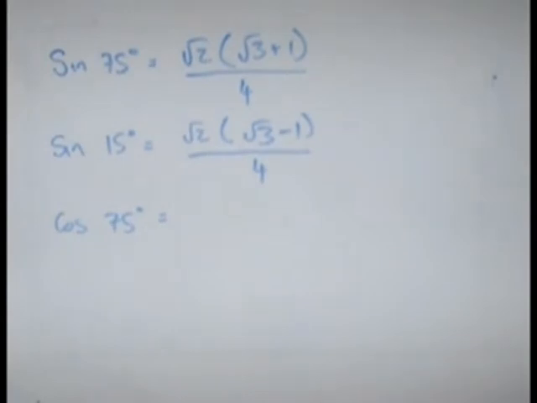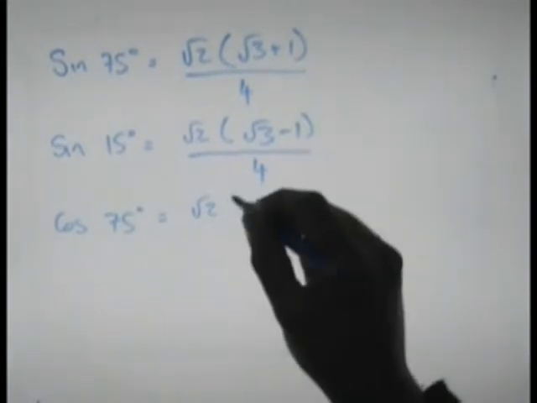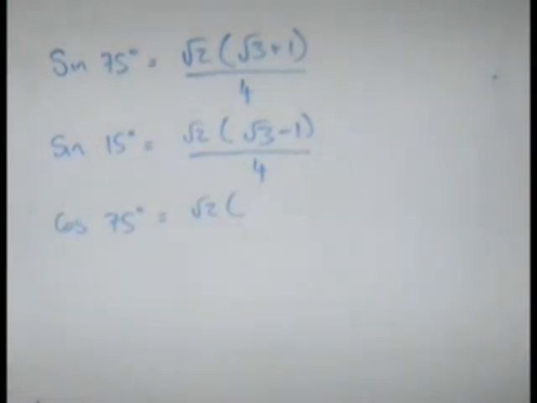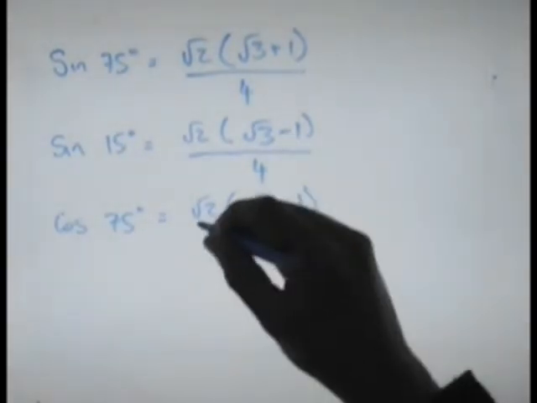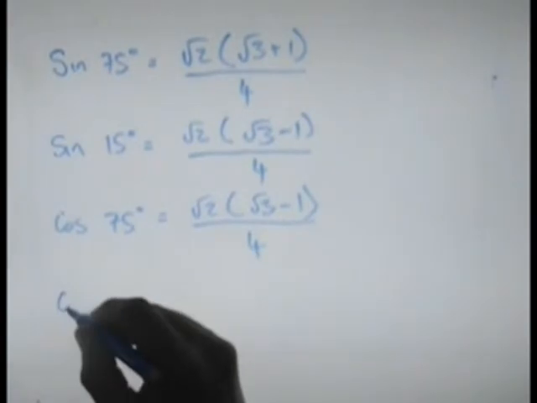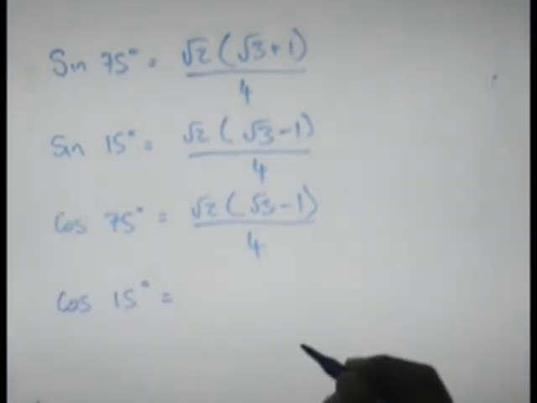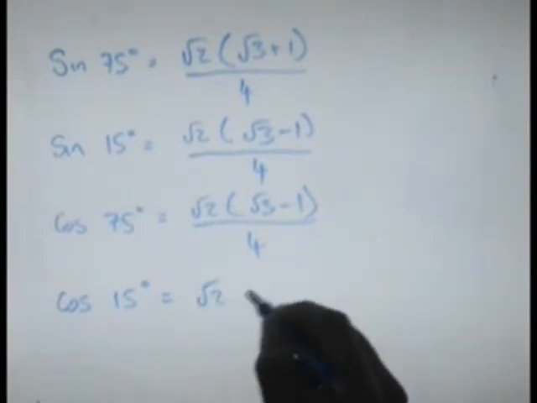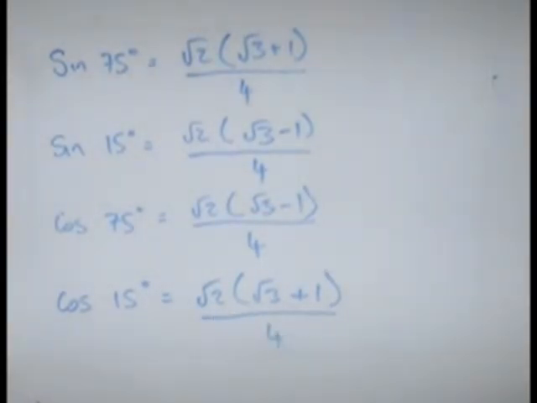Cos 75 degrees gave us an answer of root 2 times root 3 minus 1 all over 4, and cos of 15 degrees gave us an answer of root 2 times root 3 plus 1 all over 4. Just keep a note of this.